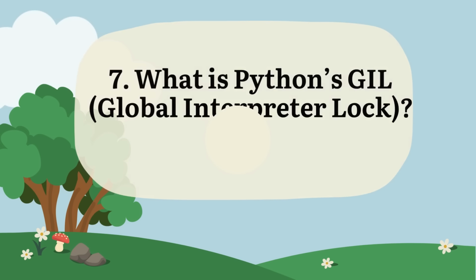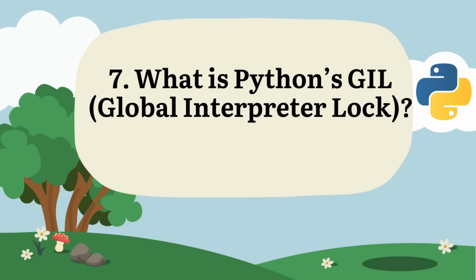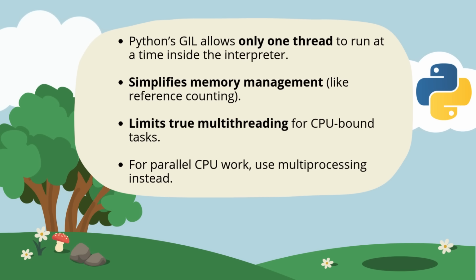Next, what is Python's GIL, or Global Interpreter Lock? The GIL is a mutex that allows only one thread to execute Python bytecode at a time. While it simplifies memory management for CPython, it limits true parallelism in CPU-bound tasks. However, it does not affect I/O-bound concurrency.